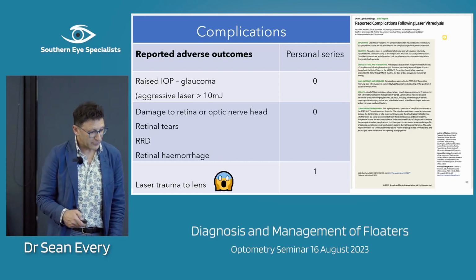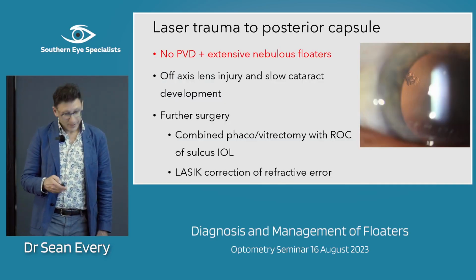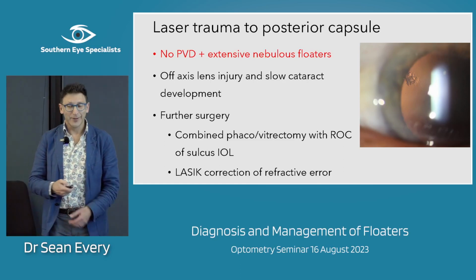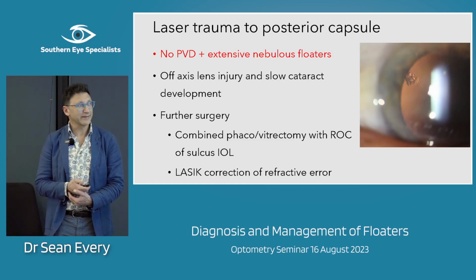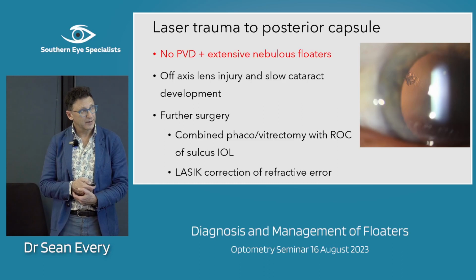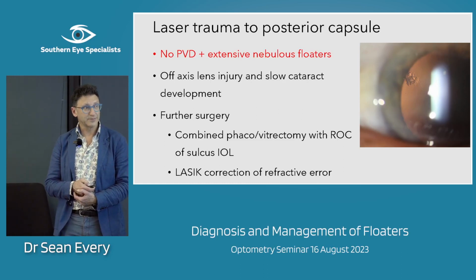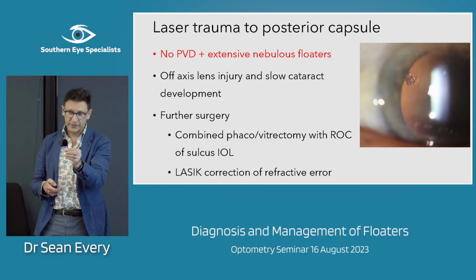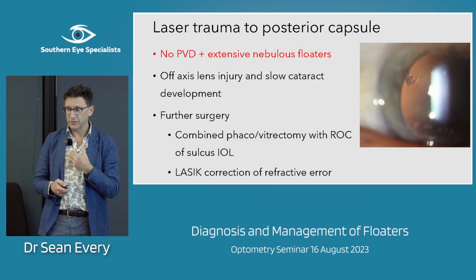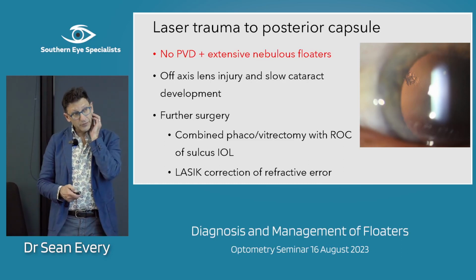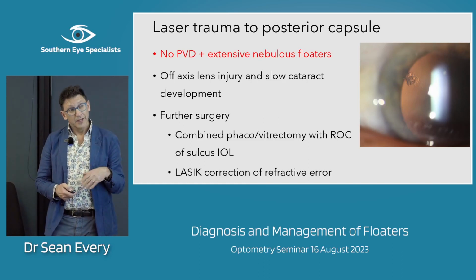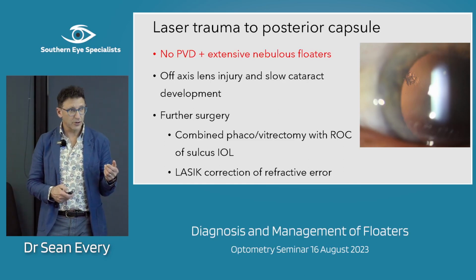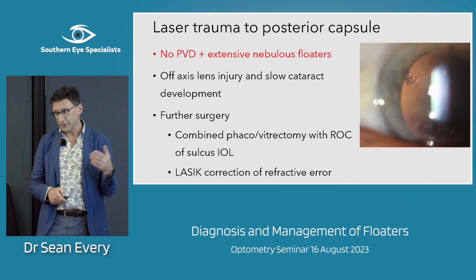Unfortunately, I did manage to do this. There it is there, bang. It was a really, really sickening moment when I blew a hole in the posterior capsule of someone's lens. So this was the scenario. Again, no PVD, extensive nebulous floaters, and you just start following the tentacles of this floater out into the periphery, and, more dangerously, you start following it forward, back towards the posterior surface of the lens. So, obviously, that's what it looked like initially, and it was really slow cataract development over a couple of months, basically. But if you're bothered by floaters, you're going to be bothered by feathering of a cataract developing.